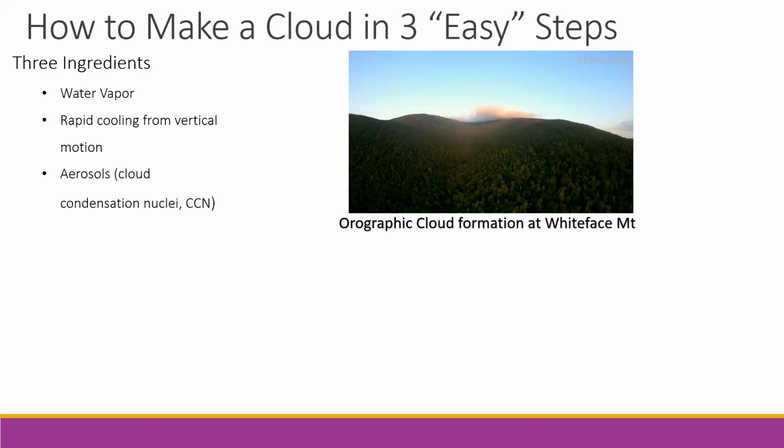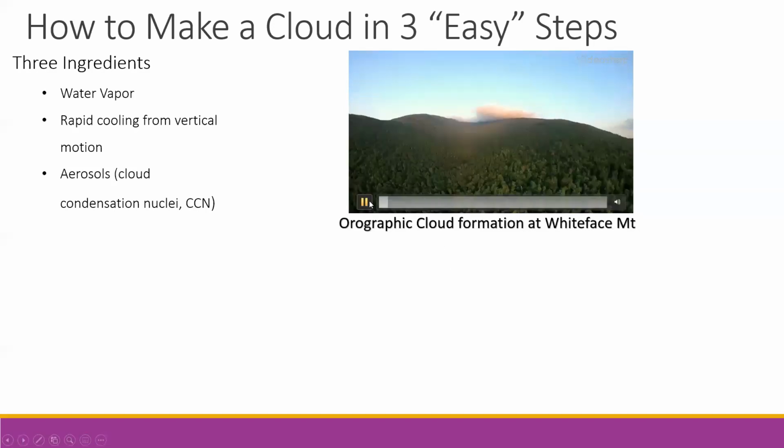And you basically get this in two ways in the atmosphere. You can get this from convection through a meteorological event, or you can get it through mechanical lift with air going over a mountain, a process called orographic lift. And this is a great example of orographic lift. This is an orographic cloud being formed at Whiteface Mountain. Play this video a couple of times.